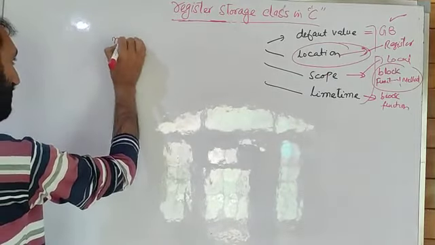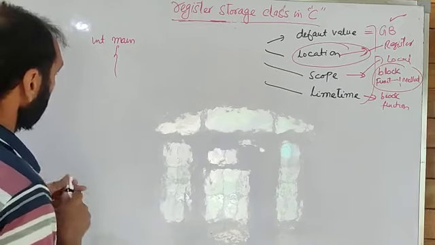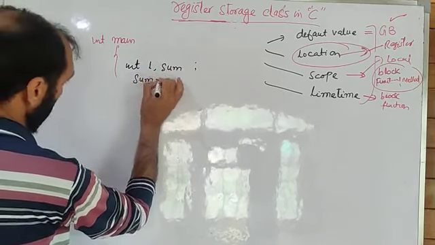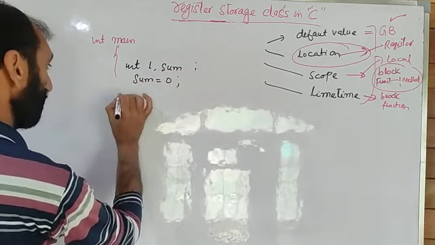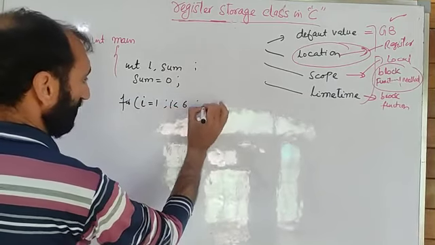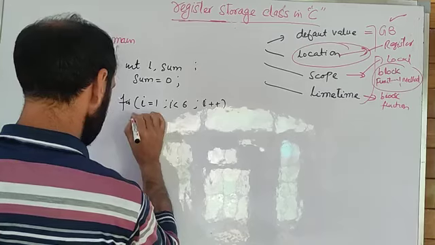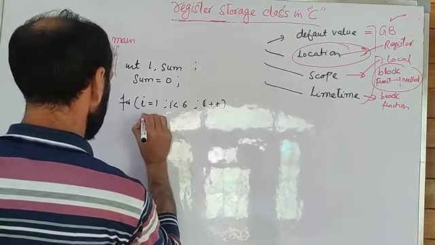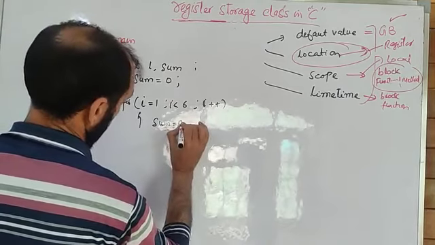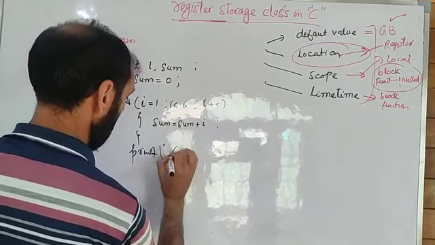Simply here, for example, int main, and here only int i and sum equal to 0. for i equal to 1, i less than 6, i plus plus. sum equal to sum plus i, printf percentage d.